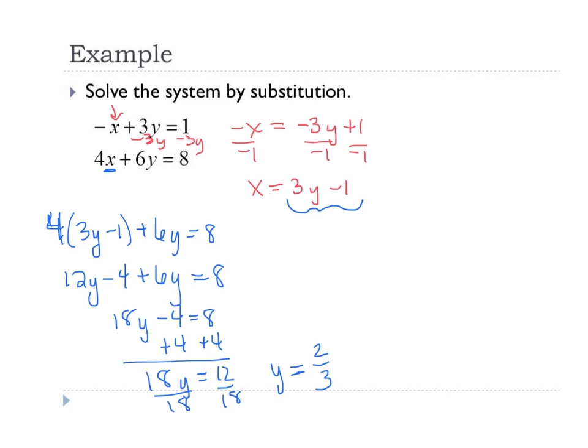Alright, so I got y. I'm going to plug it into the top equation again because I like how that 3 2/3 is going to cancel there. So the 3's cancel.